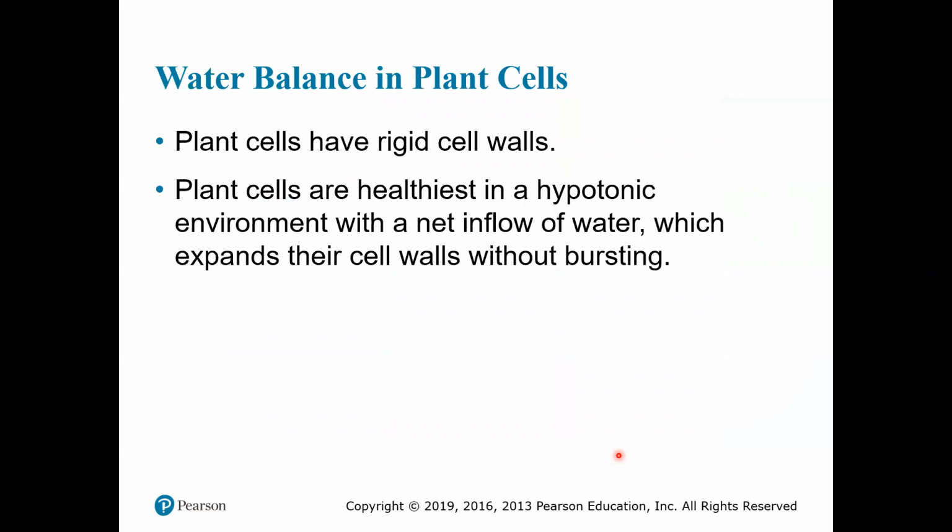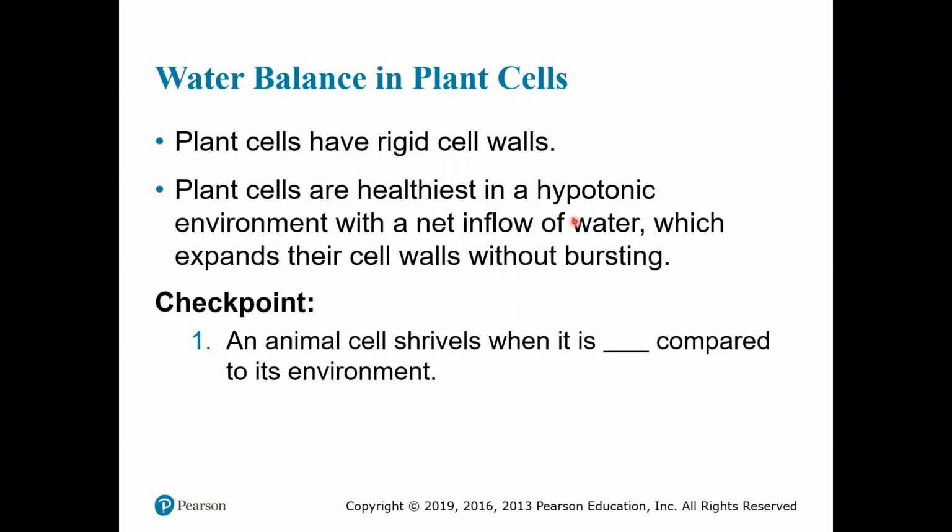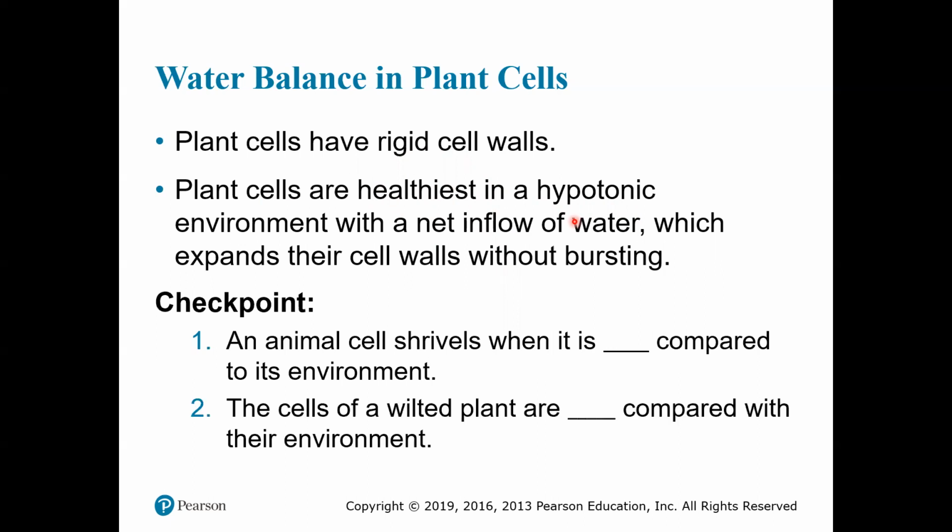And so we've already mentioned here that plant cells have those rigid cell walls. They're healthy under a hypotonic environment where the net inflow of water is moving into the plant cells. And so that cell wall prevents those plant cells from bursting, whereas animal cells will burst because they don't have a cell wall. So if we look at these questions here, pause the video, try to answer these questions, and let's see what you can come up with.